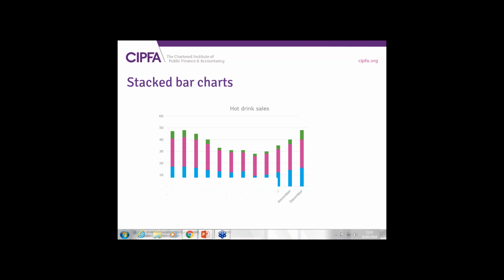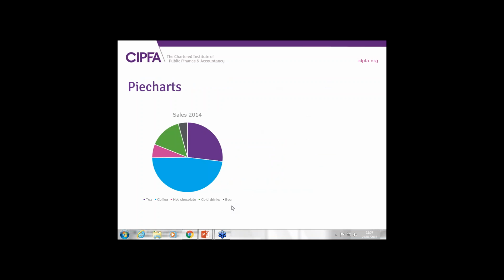12% of you said you liked pie charts. I was surprised actually that wasn't higher. I see pie charts so often in reports. Here's an example of a pie chart. And pie charts are great at showing broadly the split of a total. So here I can see broadly half of my sales are coffee, broadly a quarter are tea, and broadly a quarter are made up of other drinks.